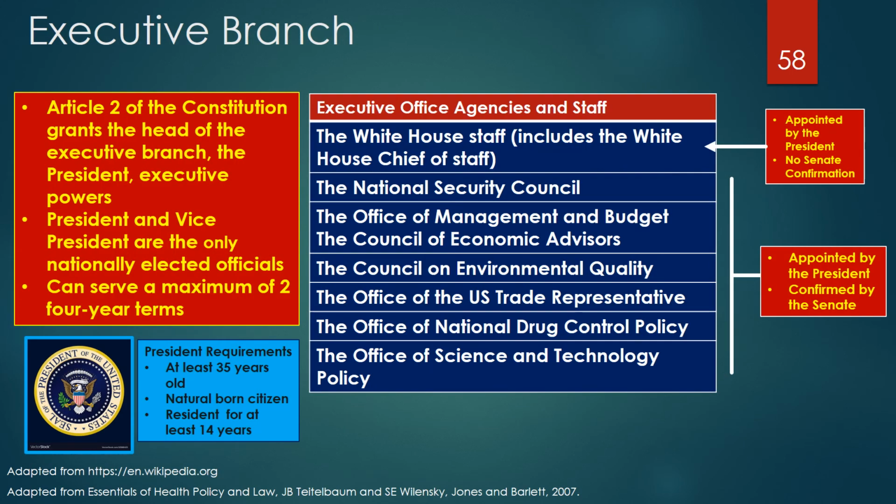Let's now spend a few minutes discussing the executive branch of the federal government. Article 2 of the U.S. Constitution establishes the executive branch of the federal government and grants the head of the executive branch, the President, executive powers. The President and his or her Vice President are the only nationally elected public officials and can serve a maximum of 2 four-year terms, which may or may not be consecutive.